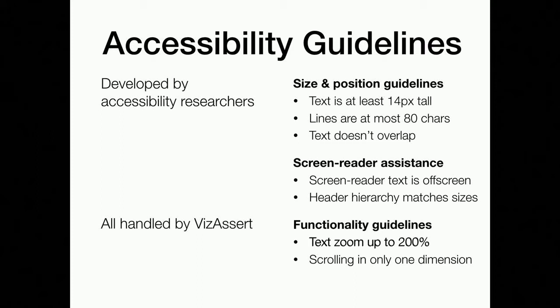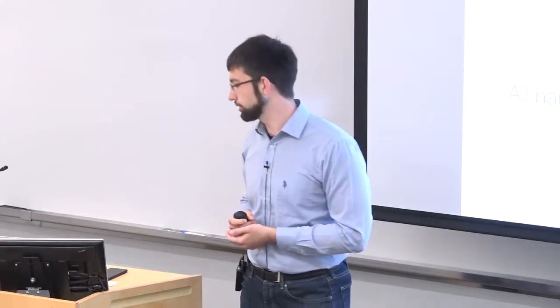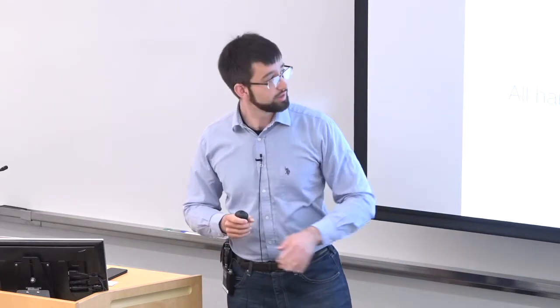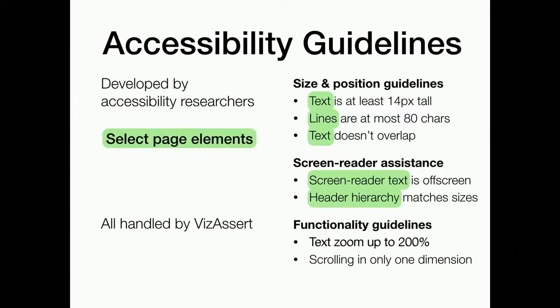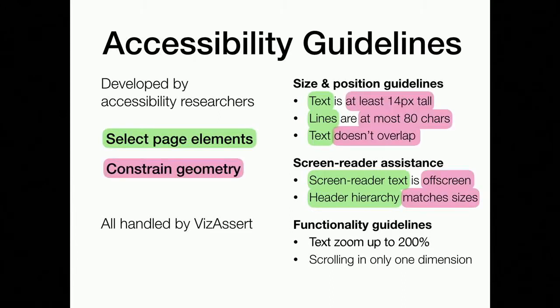They talk about how to assist users who access the web through screen readers. So these are devices that speak the content of the page for users who are blind. And there's also functionality that your page ought to support, like the text zoom feature that I showed you earlier. So it's quite a diversity of these guidelines, but as you start parsing through them, you realize that there's kind of 2 core principles going on. First, each of these guidelines select particular elements of the page to which they are going to apply. And then they constrain the geometry of those elements, whether that's the size, the position, or the relative position of multiple elements.